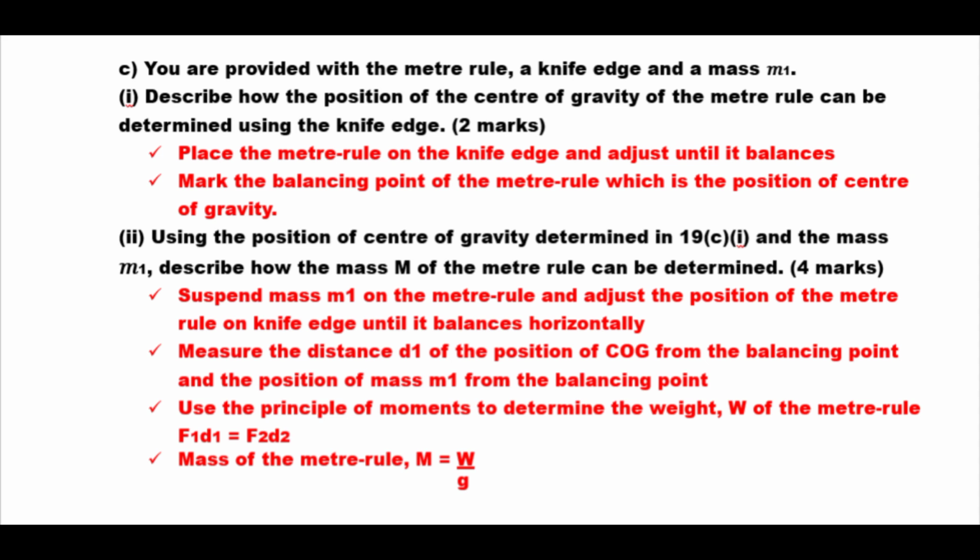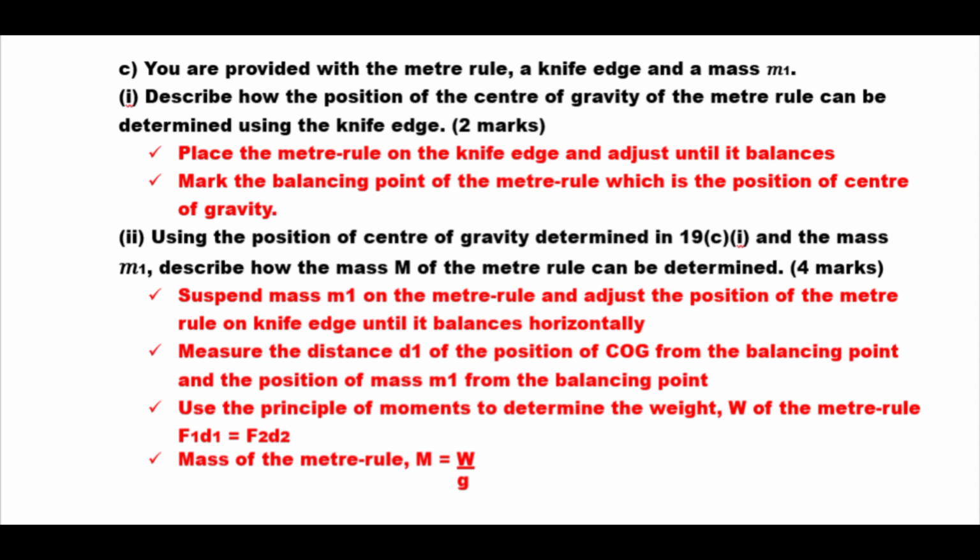Roman 2, C Roman 2. Using the position of center of gravity determined in 19C Roman 1 and the mass M1, describe how the mass M of the meter rule can be determined. How you can determine mass M of the meter rule. You remember you have another mass M1, but now you want to determine mass M of the meter rule. You already have a knife, a meter rule, and another extra mass M1.